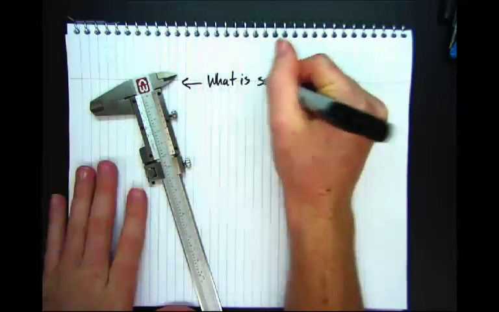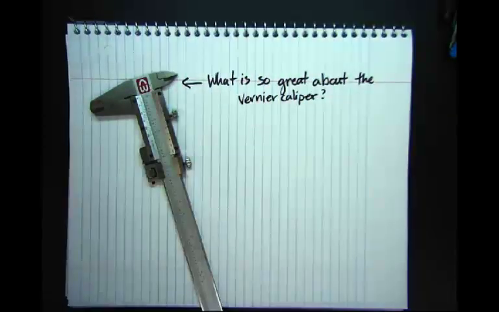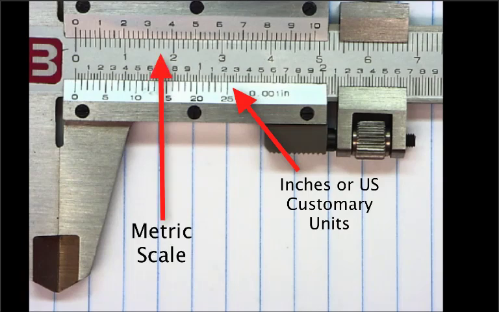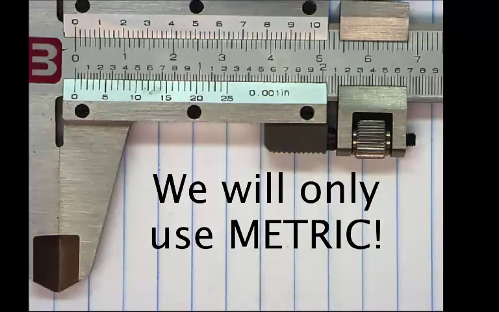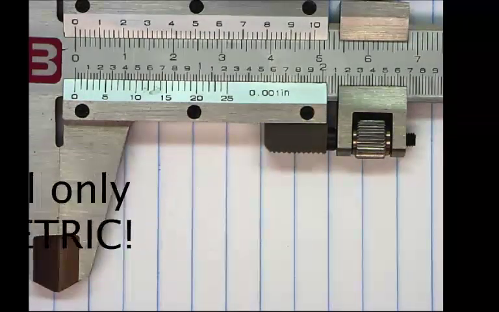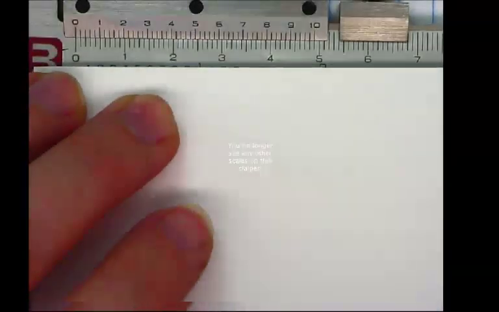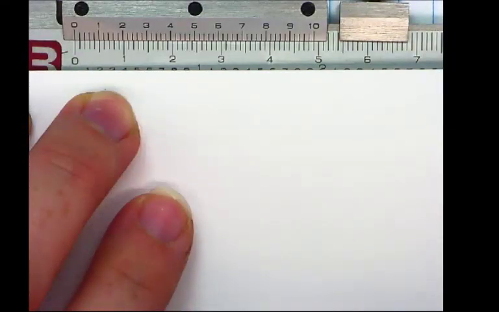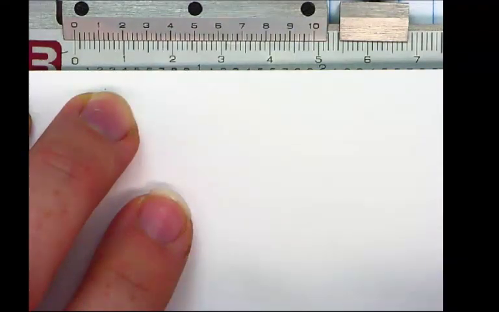So what is so great about the vernier caliper? In general, it allows for better accuracy when you're taking measurements. So let's take a closer look at the vernier caliper. First, you see two different scales. One is the inches or US customary units, the second is the metric scale. We will only be using the metric scale in this lab. So let's go ahead and remove the inches scale. That's right, it just disappears. On the main scale here, you'll see centimeters. And on this top scale right there is the vernier scale.